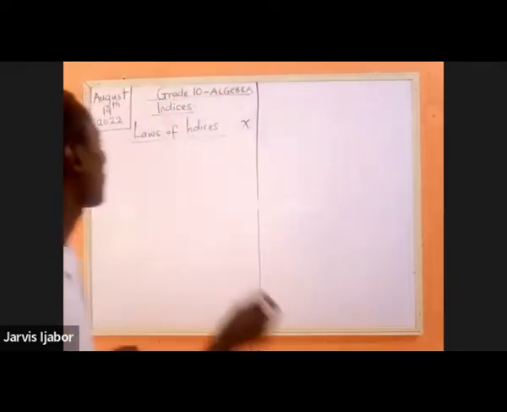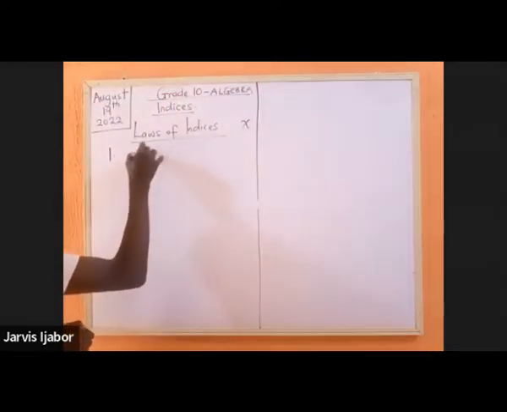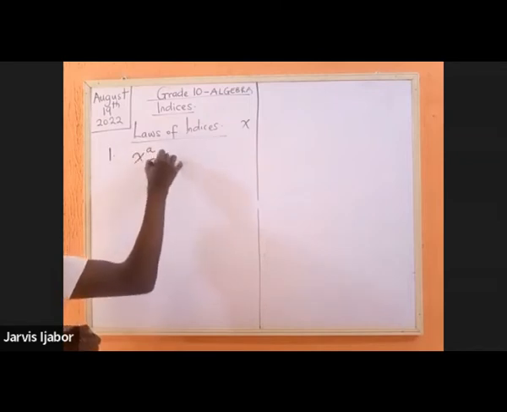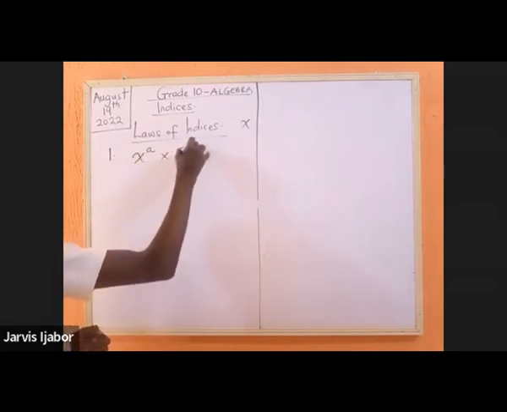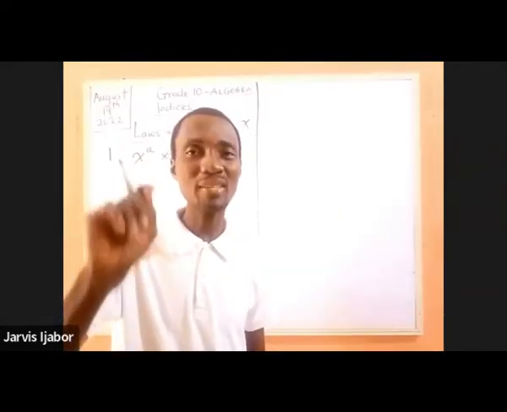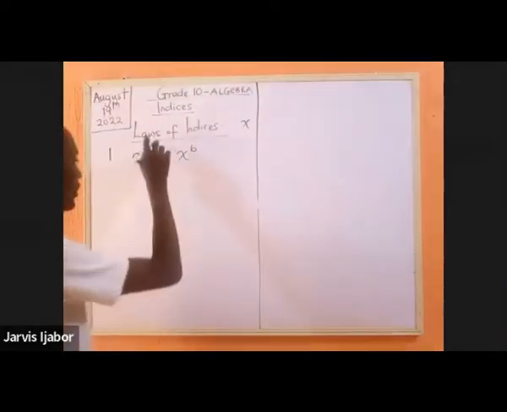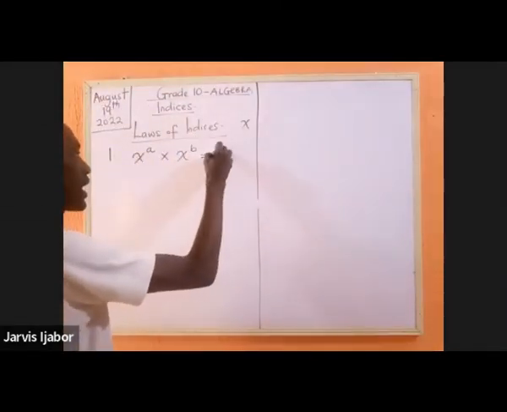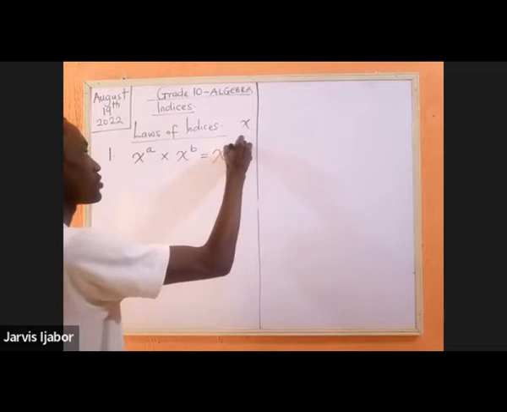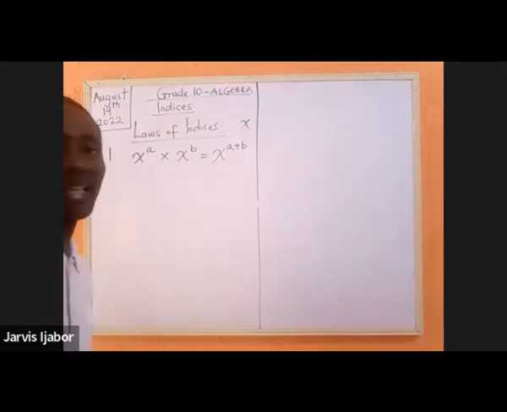Now, we have the first law, which is saying that if I multiply a base to the power of A by another base to the power of B, remember that we have said that these laws only work when the bases are the same. So x to the power of A times x to the power of B will give me x to the power of A plus B. So when I multiply terms, essentially I am doing what? Adding their index or their indices.